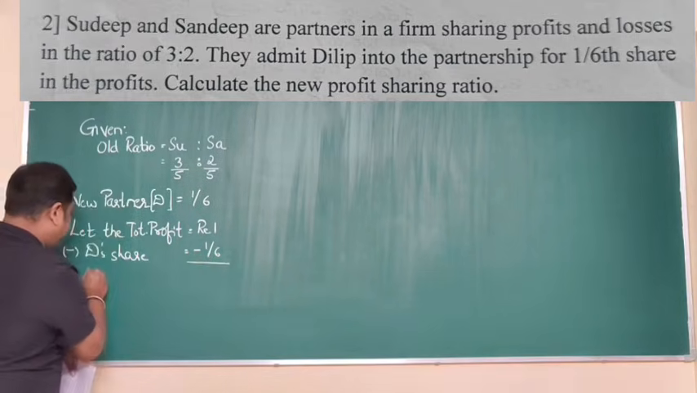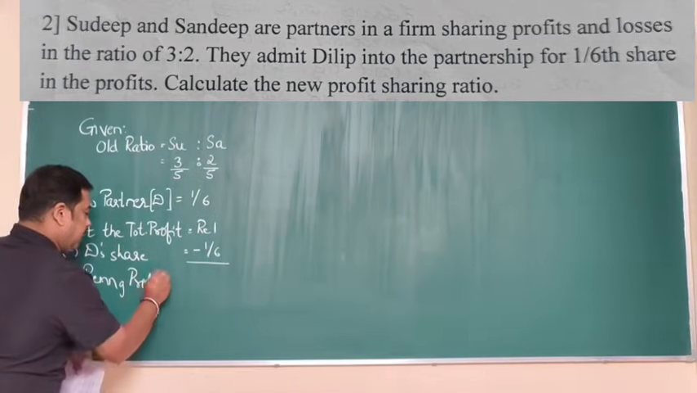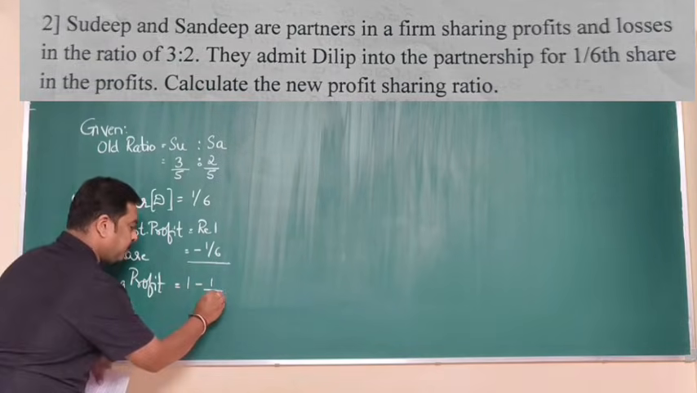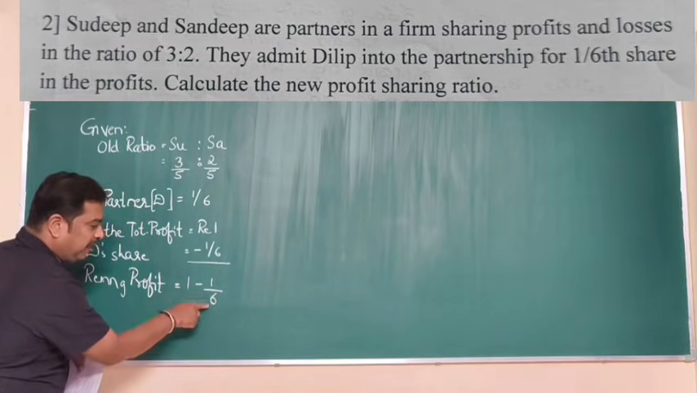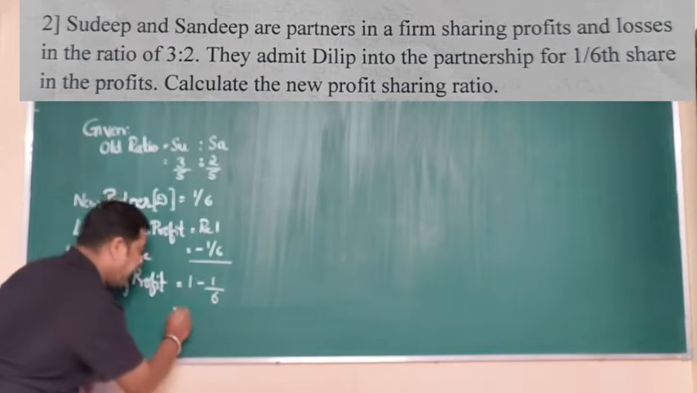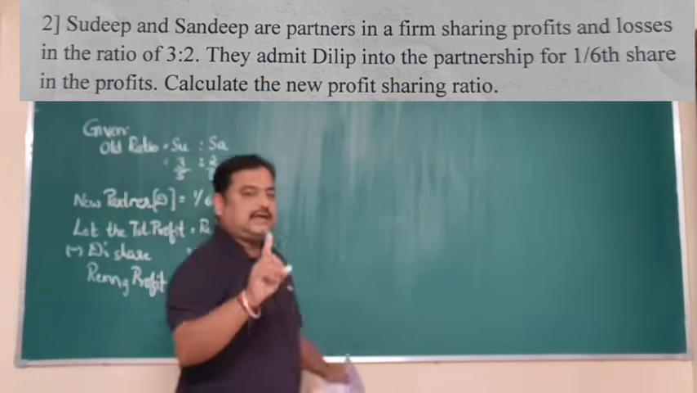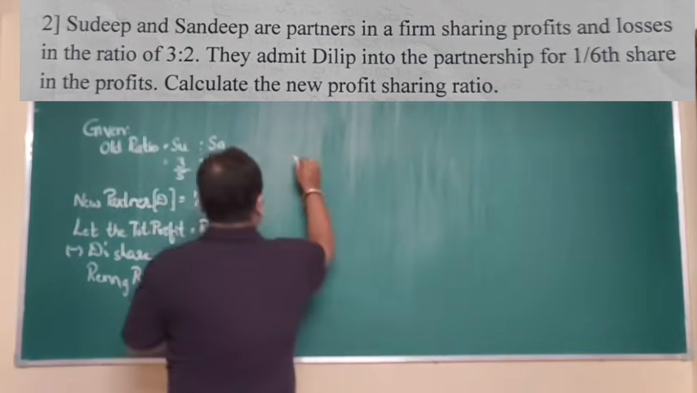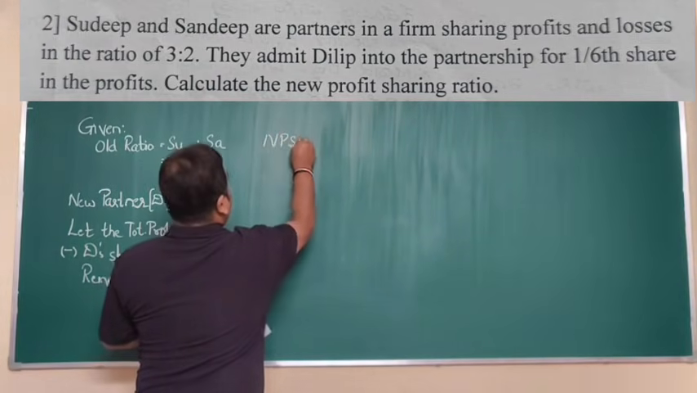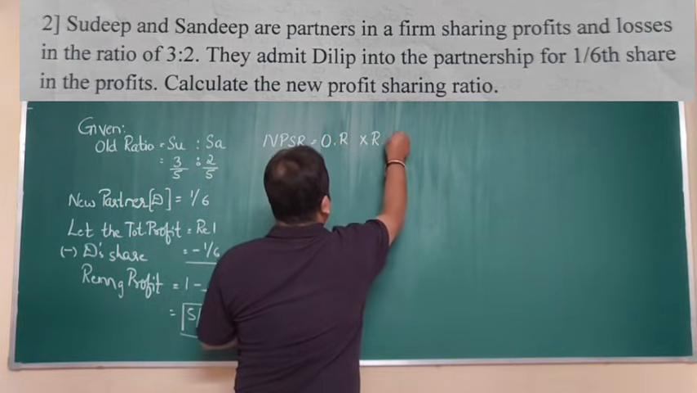So remaining profit is equal to 1 minus 1/6. How do we solve this? Cross we have to multiply and then we have to minus here. 6 1s are 6, 6 minus 1 is 5. So it is 5/6. So the remaining profit is 5/6. That is our first step. Second step, we'll apply the formula now. What is the formula? NPSR is equal to old ratio into remaining profit.